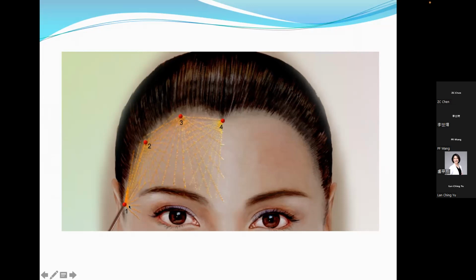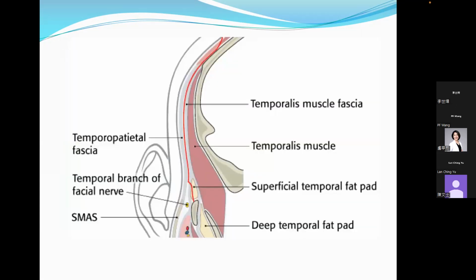You just enter your needle at 45 degrees, touch the dense temporal fascia and advance it. This could further avoid bruising. And the injection area is above the temporoparietal fascia.